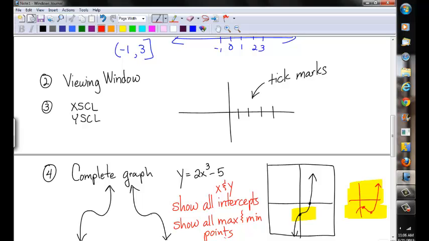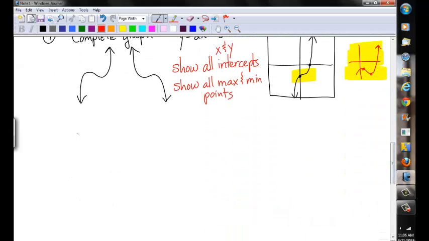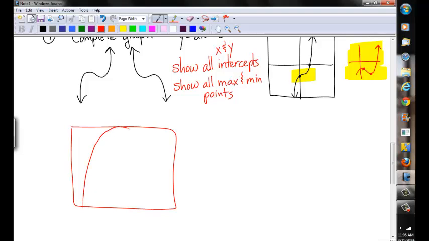A lot of times, if I did a cubic graph, and the only part I'm seeing is this, like that, that's not a complete graph. The cubic graph is actually going to do this. And I have to know where it is intersecting the x and y axis. Makes sense? Complete graph, you show all the intercepts, all the max and min points.